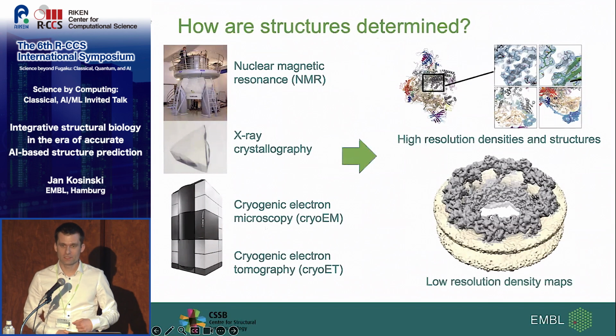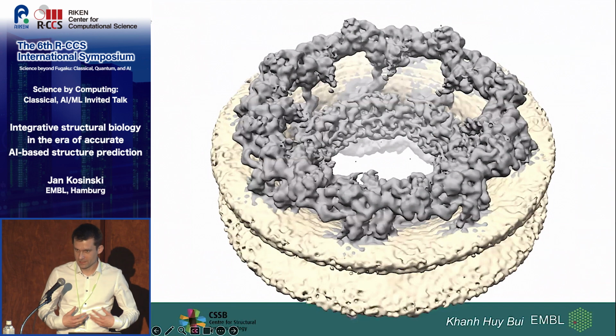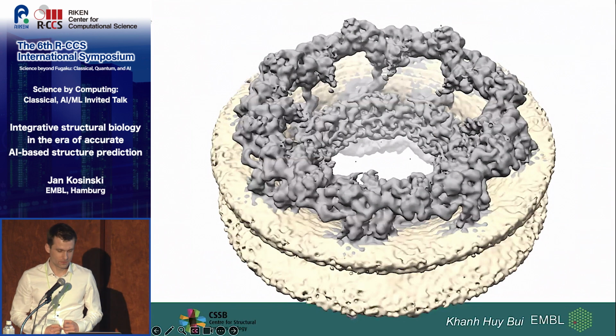But often, especially in the case of cryo-EM and cryo-ET, these density maps are of low resolution. For instance, here there's a map of a complex at around 20 angstrom resolution. At 20 angstrom, you cannot build atoms directly to solve the structure. And this map represents a human nuclear pore complex, which will also be the main example for use in my talk.